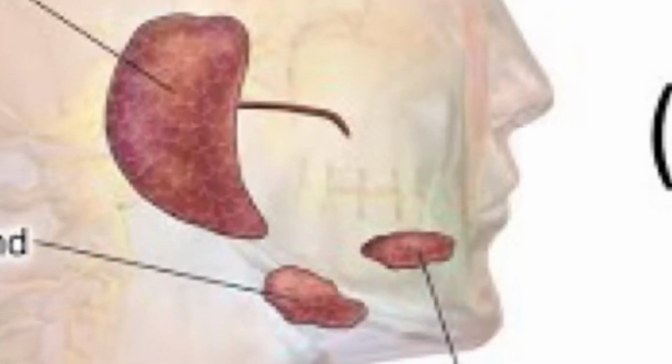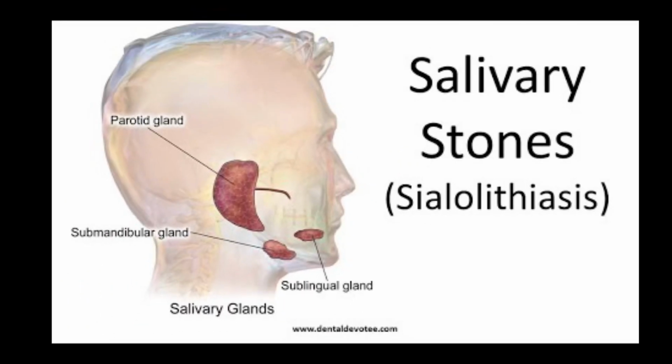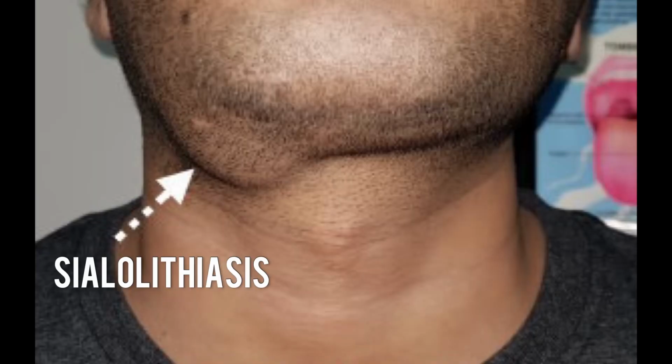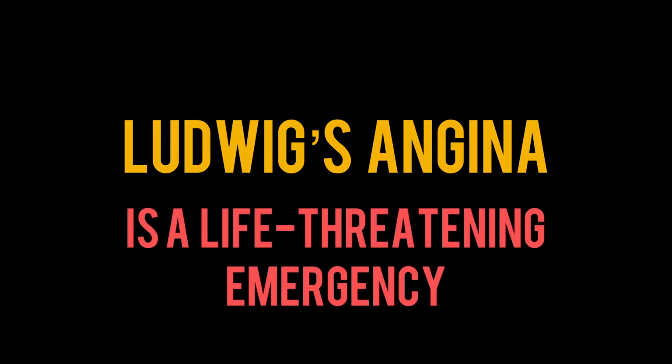Before making a diagnosis of sialolithiasis, make sure you have excluded Ludwig's angina, which is an infection of the floor of the mouth and neck. Both require antibiotics, but the latter requires admission and aggressive treatment.